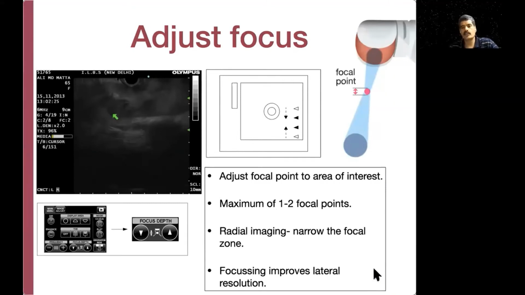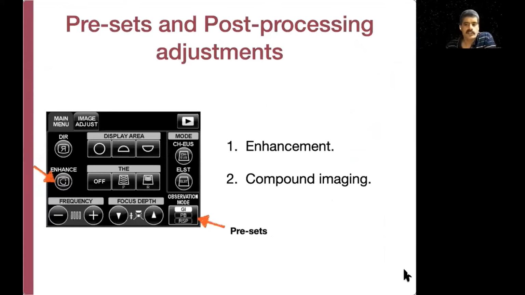There are certain presets and post-processing adjustments which you can modify during the study. The presets are actually baked in the processor, and this gives you certain predefined options which have been selected by the experts, say for GI imaging, pancreatobiliary imaging, and respiratory imaging, which gives you the optimal processor settings for imaging these structures. Post-processing adjustments include functions like enhancement or compound imaging.